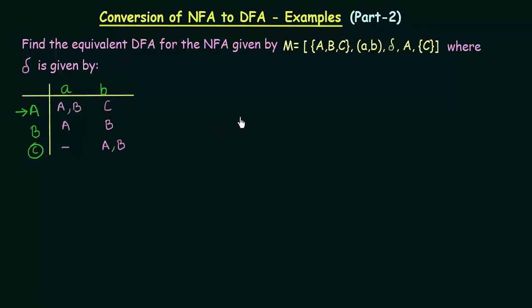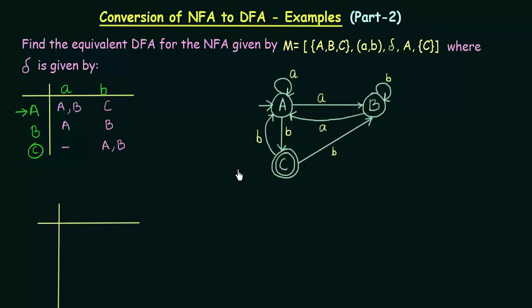So before we proceed, let us just draw the state diagram for this NFA. Okay, so here I have drawn the state transition diagram for this NFA. We have 3 states A, B, C. A on getting small a goes to A itself, and also it goes to B, and A on getting input small b goes to state C. State B on getting input small a goes to state A, and on getting small b it stays in B itself. C on getting input a does not go anywhere, and C on getting input small b goes to state A as well as state B.